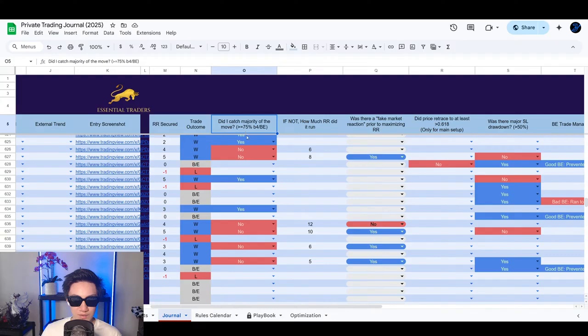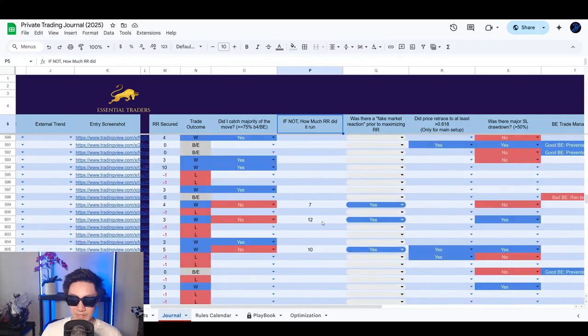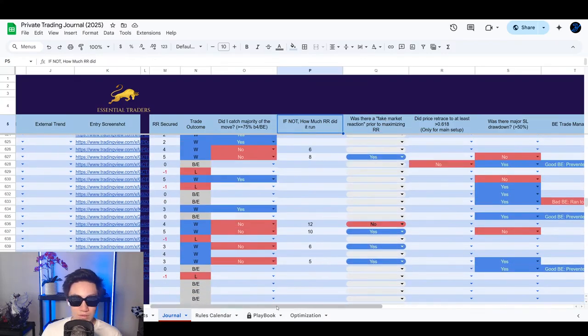Did I capture the majority of the move? You can't really optimize on this in terms of how you trade. How much risk reward did it run? That's just a number to recognize and understand.